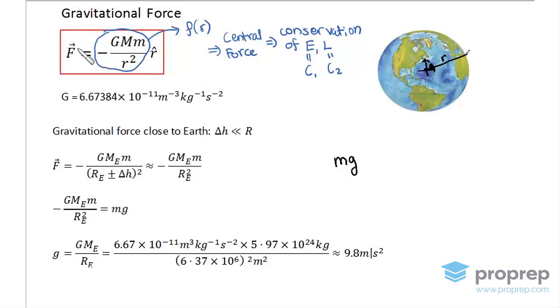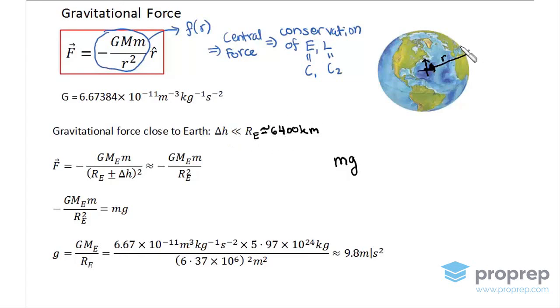So let's take a look at how we connect this equation to our mg, how we got this constant from it. So usually when we're working with our gravitational force, we're working with it close to Earth. Okay, so that means that our delta H is significantly smaller than the radius of Earth. Okay, so the radius of Earth, let's write our R_E, is equal to something like 6,400 kilometers. Okay, so that's around about the radius of Earth.